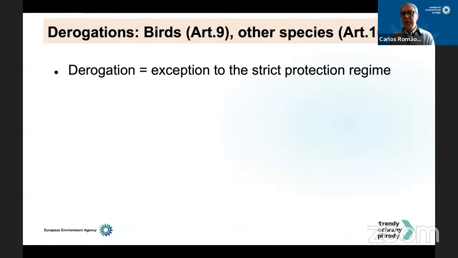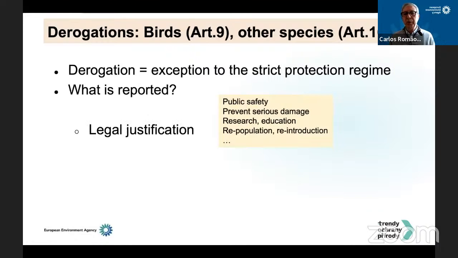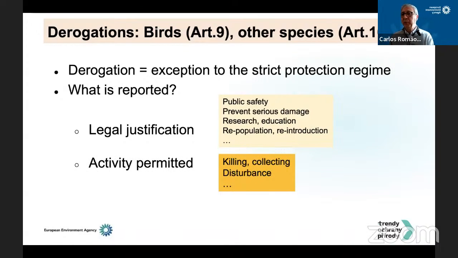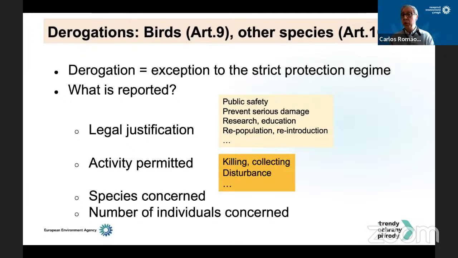So the other part of data that we collect is on derogations, which is basically an exception to the strict protection regime given by the Birds and the Habitats Directive, where the countries have to report under which legal justification they gave a certain authorization, be it to kill some animals or to collect some plants or to disturb breeding places, whatever it is. All these actions and justifications are specified in the articles of both the Birds and the Habitats Directive. They also have to indicate for which species these derogations were given and the number of individuals that were concerned.